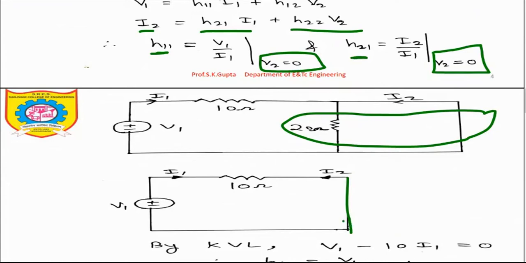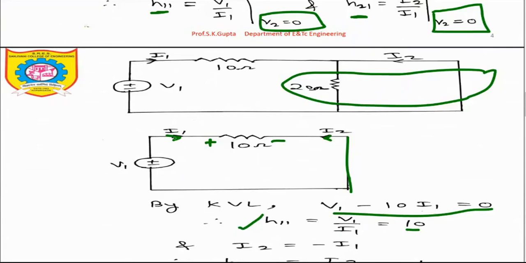Here current is coming out as I2, and here current is coming out as I1. Here is voltage V1. Current always flows from plus to minus in a resistor. Because the source is present here, I consider I1 the important current direction, and I have shown the polarity plus minus here. Now I will apply KVL in this loop: V1 minus 10 I1 equal to 0. So H11 equal to V1 by I1 equal to 10. One parameter I got.